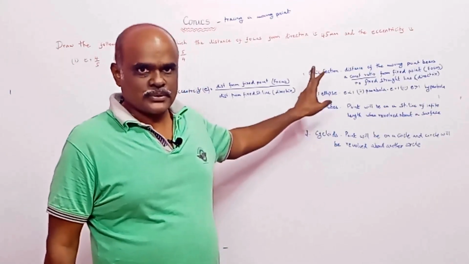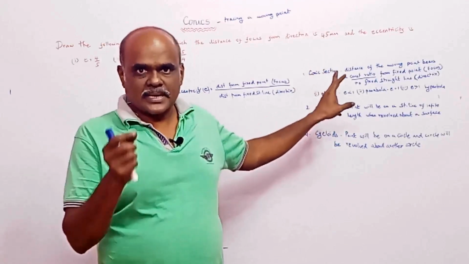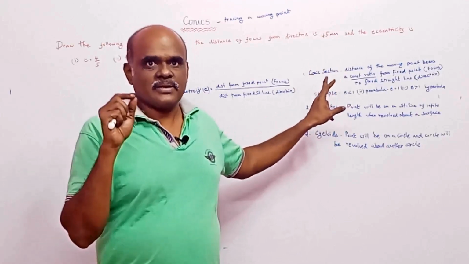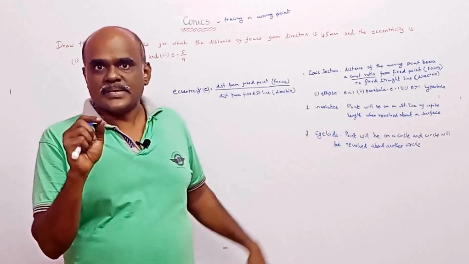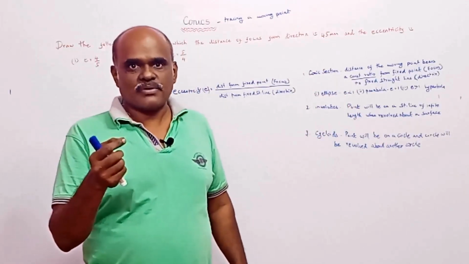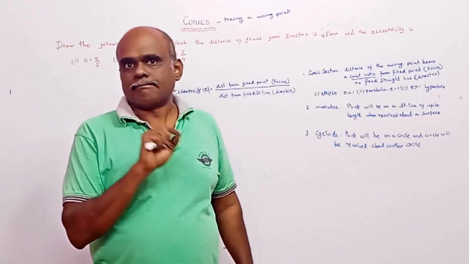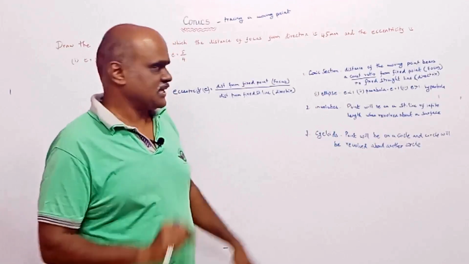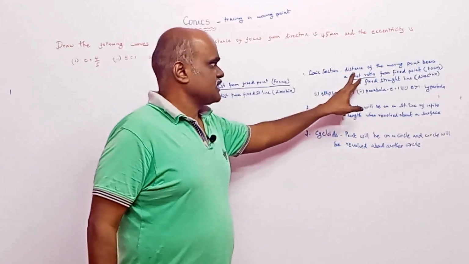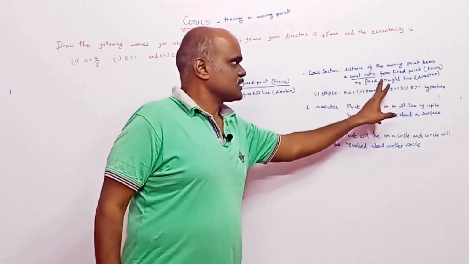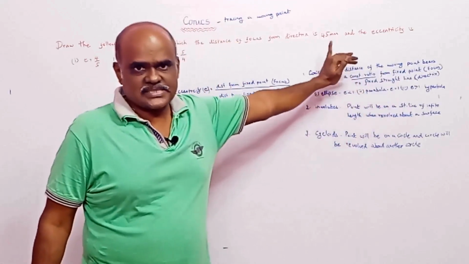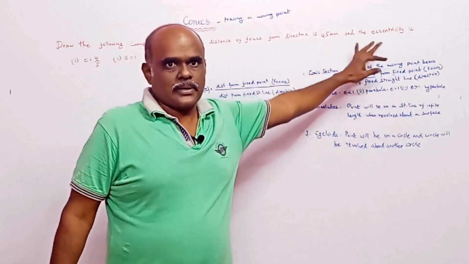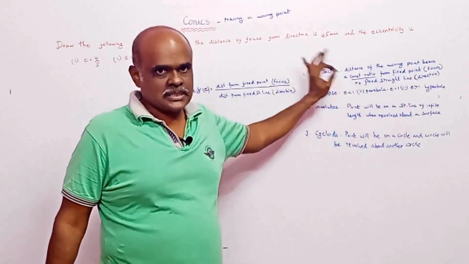So for a conic section, the condition of the moving point will be that the distance of this moving point bears a constant ratio from the fixed point and from a fixed straight line. So the distance of the moving point bears a constant ratio from the fixed point to a fixed straight line. That's the first condition of the moving point to obtain a conic section curve.